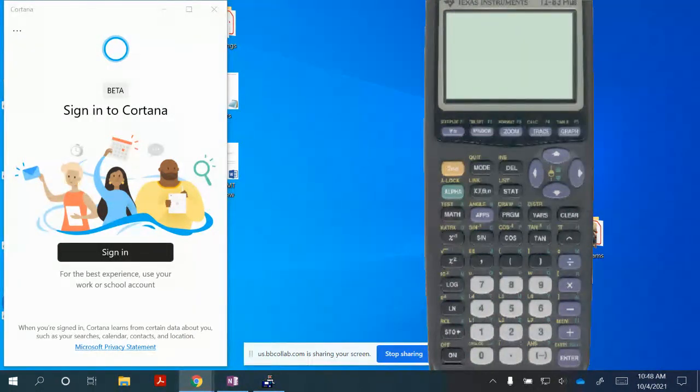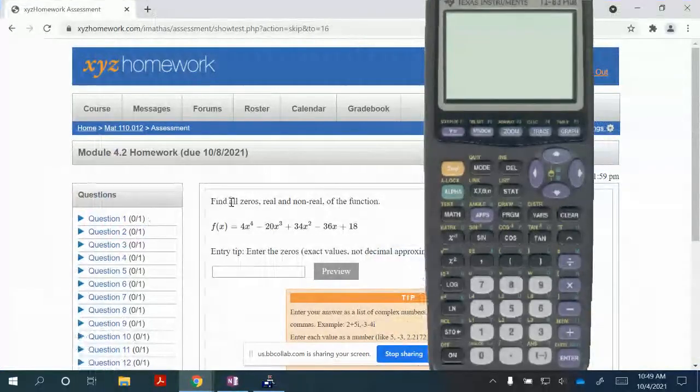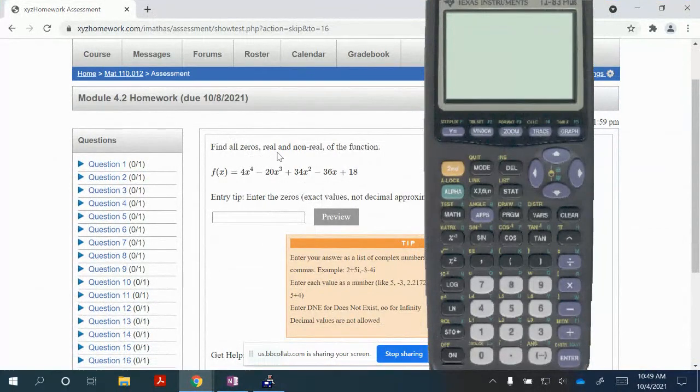With that being said, I'm just going to take a question, and here is one. This says find all zeros, real and non-real, of the function. And this is where you have to be careful: real and non-real. So this is 4x to the 4th minus 20x cubed plus 34x squared minus 36x plus 4. From what we talked about, the nth root theorem says this can have up to 4 solutions. It can hit the x-axis 4 times.